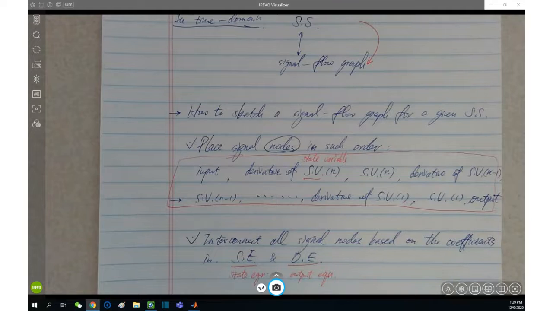Two steps. First one is following a certain order contained in this red box, following this order to place all of the signal nodes. Second is interconnecting them. How? Based on the given state space, which consists of SE and OE. Right? These are the two steps. Fairly easy.